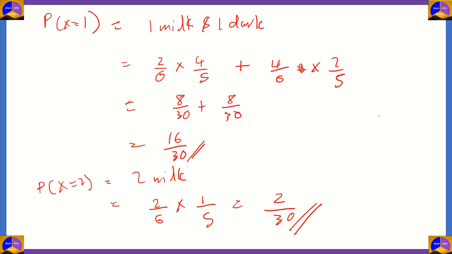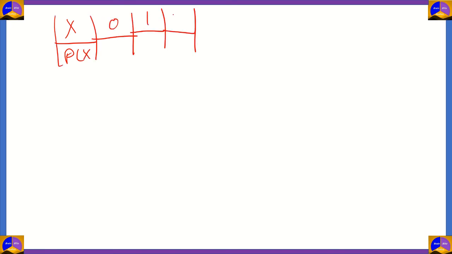Now we know the value of P of x equals 0, P of x equals 1, and P of x equals 2. We must draw a frequency distribution table. So x, P of x, then we draw 3 columns, 0, 1, and 2. For 0, it's 12 by 30. For 1, it's 16 by 30. And for 2, it'll be 2 divided by 30.